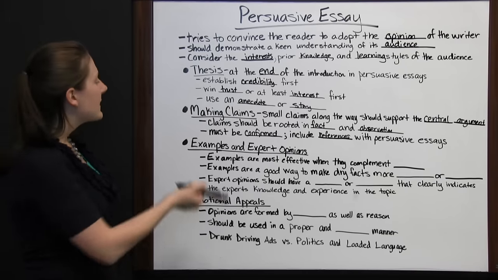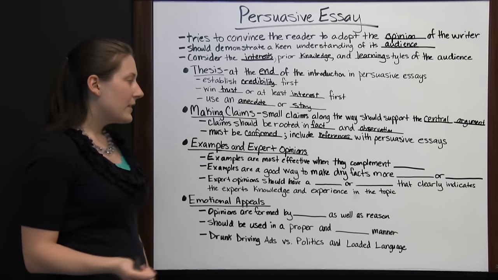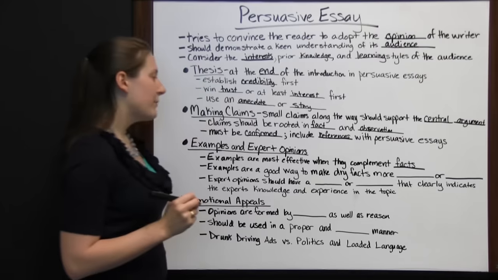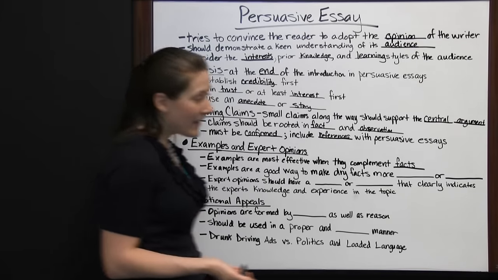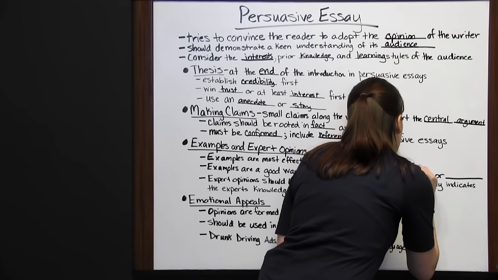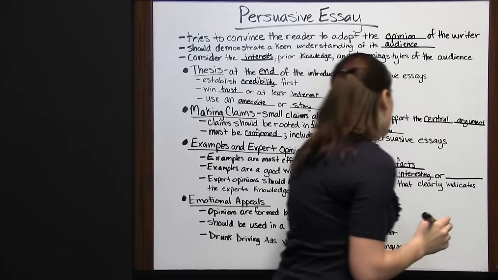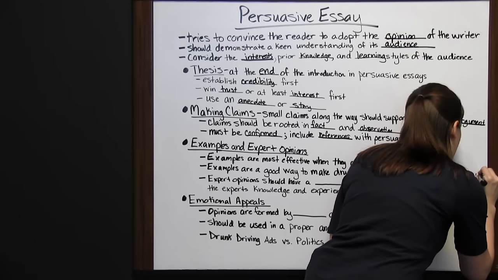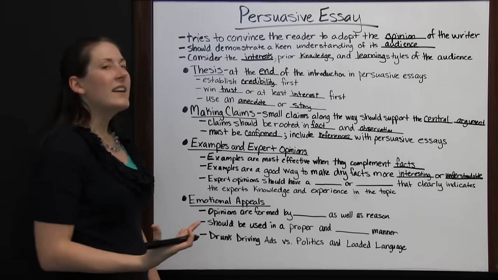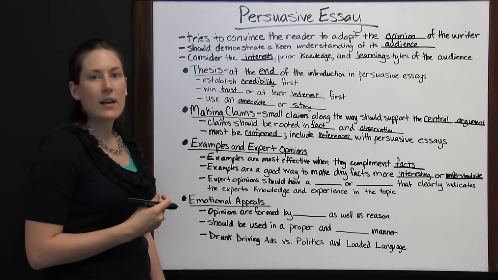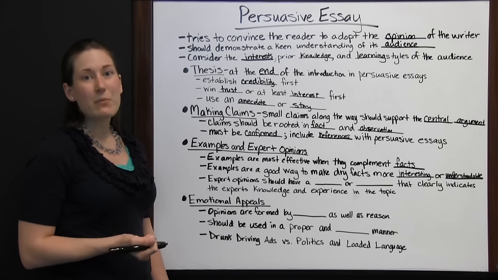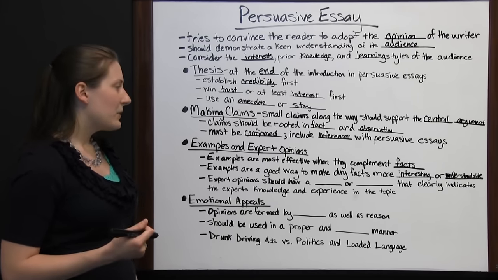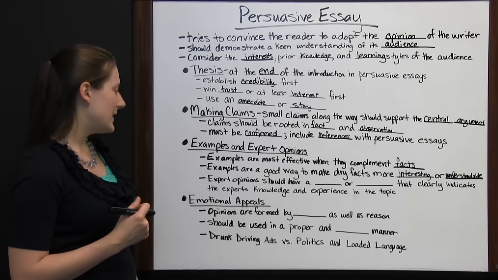Another way that you can develop your thesis is with examples and expert opinions. Examples are most effective when they complement facts. So you've laid out some facts and observations. Now give some examples that support those, because examples are a good way to make dry facts more interesting or understandable. Sometimes a writer will present a fact and you'll say, I don't really know what they mean by that. But if they give you an example to back it up, then you say, oh, that's what they meant. So using an example can make your audience understand what you're trying to tell them better and make it more interesting, because sometimes facts are dry and hearing a lot of facts in a row may just be boring and may not actually pull your reader's interest toward that opinion you're trying to convince them of.